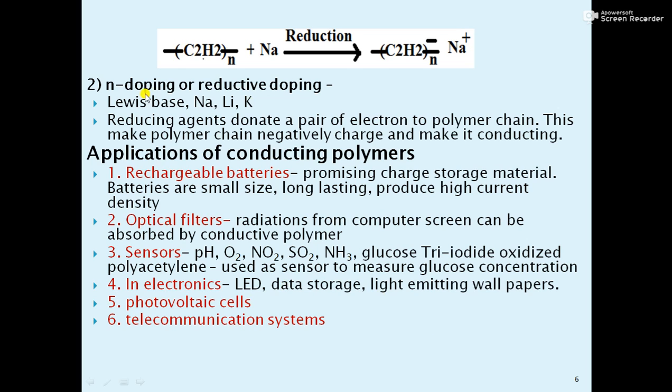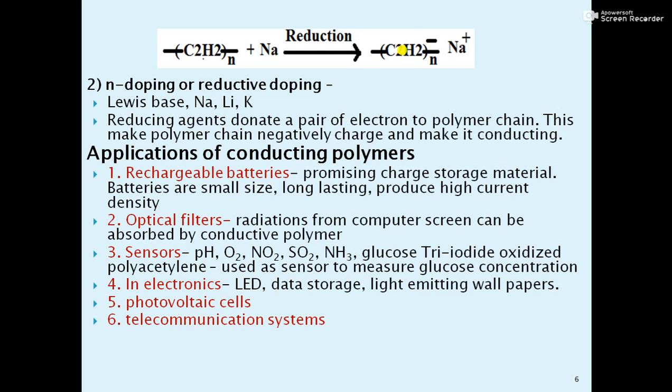The second type is n-doping or reductive doping. N-doping includes treating ICP with a Lewis base or with metals like sodium, lithium, potassium, strong metals. Reduction means addition of electrons takes place and negative charges develop on the polymeric chain, which increases the conductivity. Like this, a metal donates the electron to the polyacetylene, and the minus charge gets developed. In this way the conductivity increases.